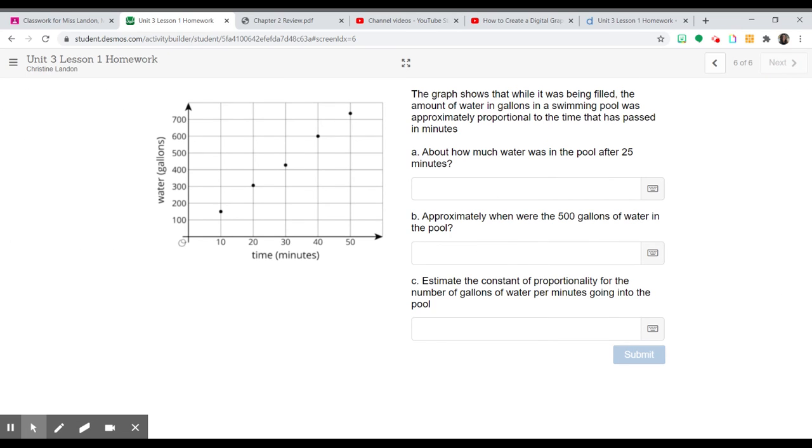The graph shows that while it was being filled, the amount of water in gallons in a swimming pool was approximately proportional to the time that passed. So we're approximately proportional here about how much water was in the pool after 25 minutes. So I come over to 25 minutes, my point to be proportional would have to be about here, right? Because we know it needs to be a straight line pattern. So that Y value is 350. Okay. Approximately when were there 500 gallons of water? So I'm going to come up to 500. And then again, I want to be in that same pattern. So my point should probably be about here. Come down here, and that's about 35 minutes.